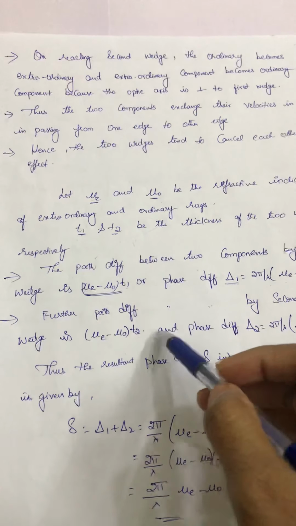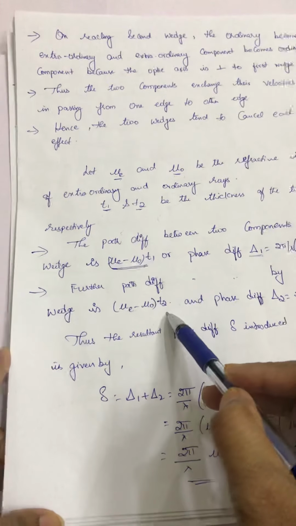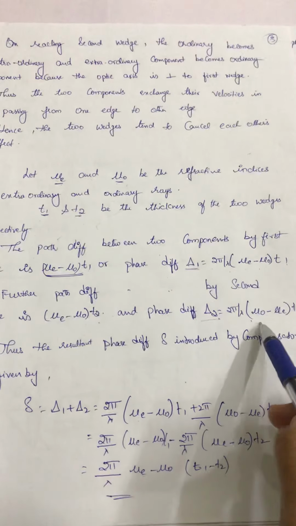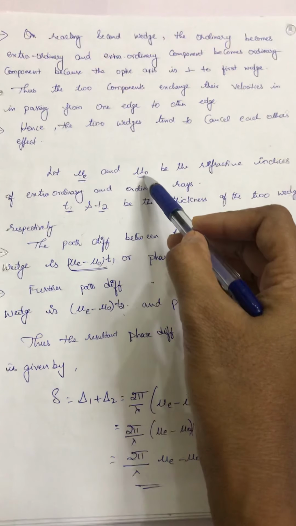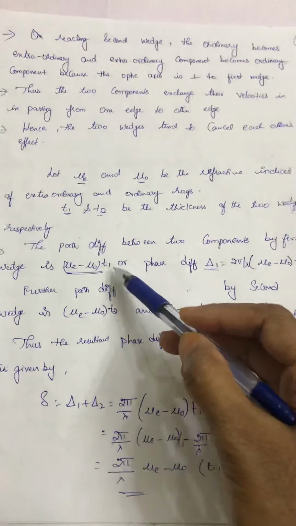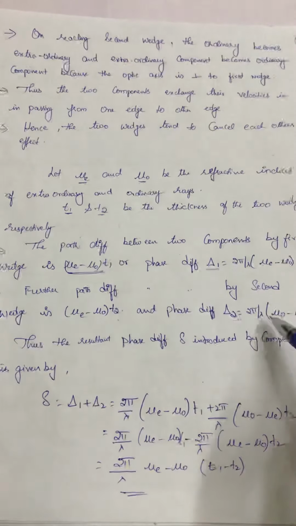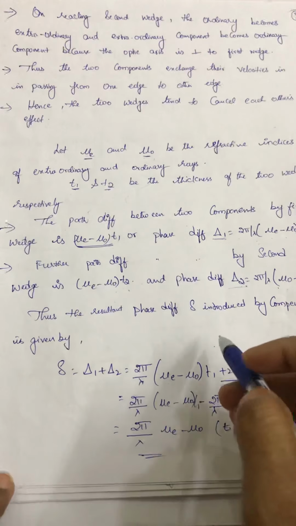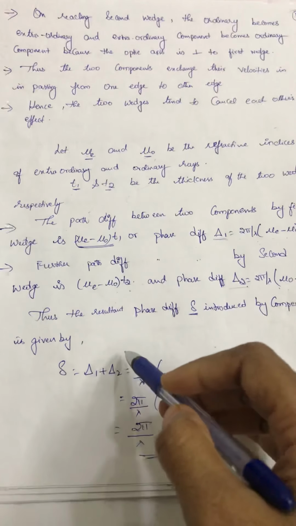Further, for the second wedge, the path difference is (mu e minus mu naught) into T2, and the phase difference will be delta 2, that is 2 pi by lambda (mu naught minus mu e) into T2, right? So mu e and mu naught are the extraordinary and ordinary refractive indices, and T1, T2 are the thicknesses. This is the path difference and phase difference for the first wedge, and this is the path difference and phase difference for the second wedge.